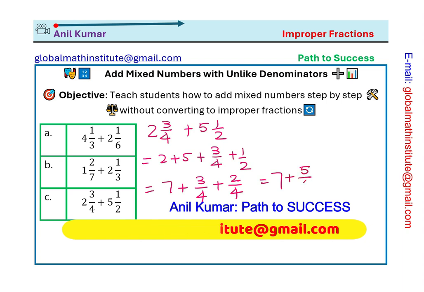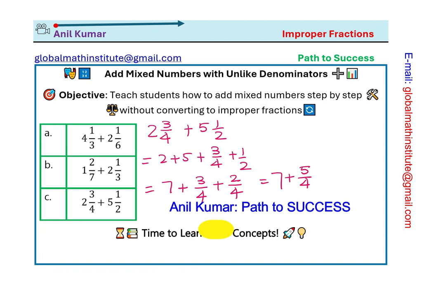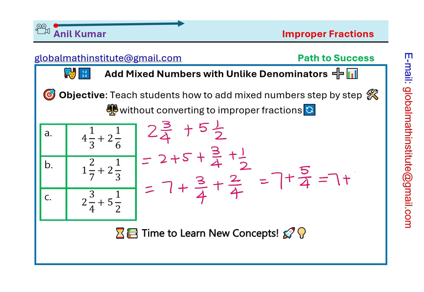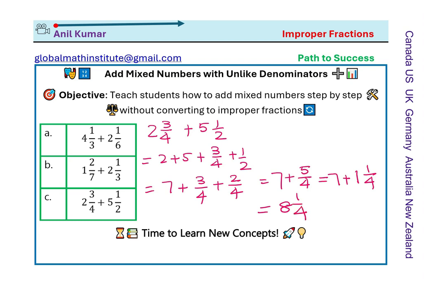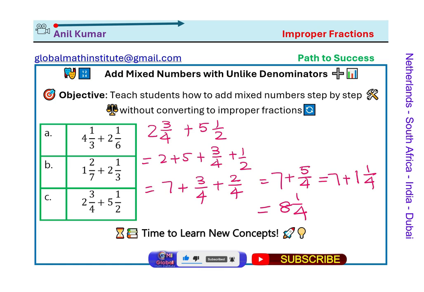So 5 over 4. Now you see 5 over 4 is an improper fraction. It means 1 and 1 over 4. So we can write this as 7 plus 1 and 1 over 4. Now we can combine 7 with 1, so we get 8 1 over 4 as our answer. So if there is a carry forward like in this particular case, you see how easily it can be handled. So with addition, it is not a problem at all. With subtraction, when we have to borrow, then it sometimes becomes difficult.